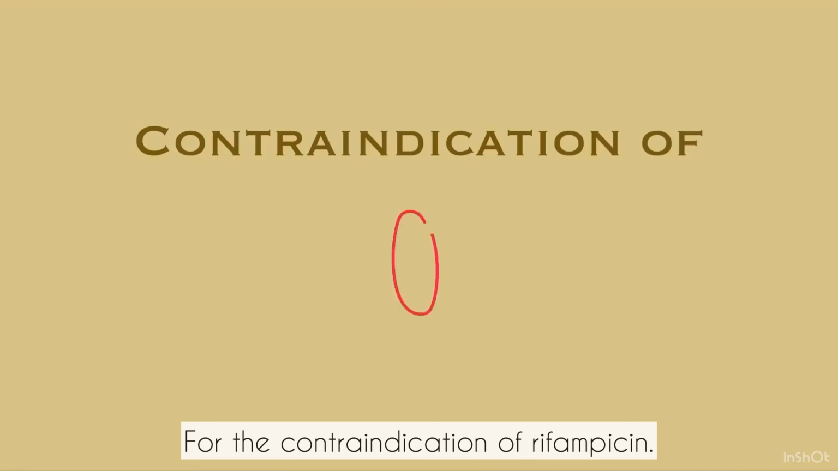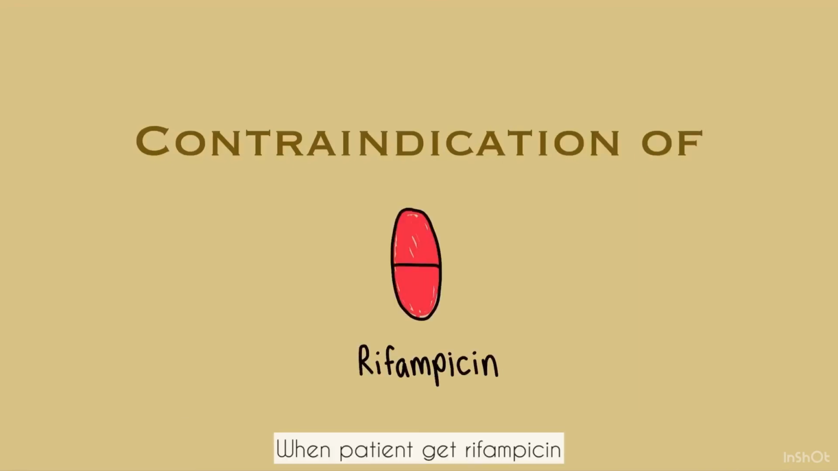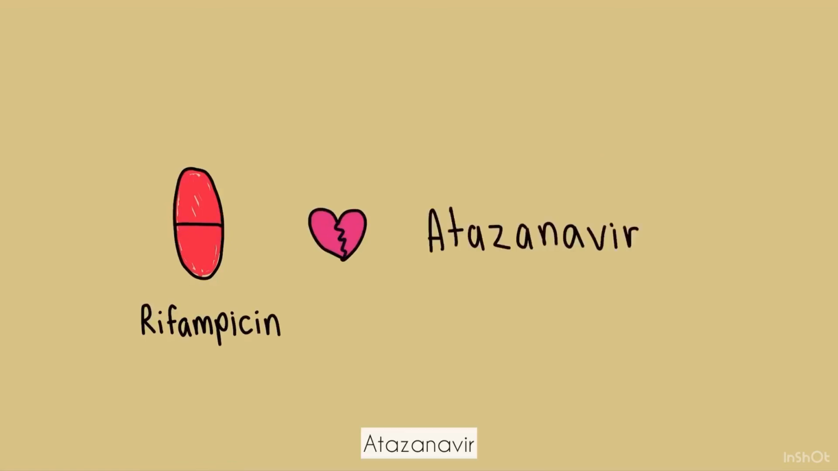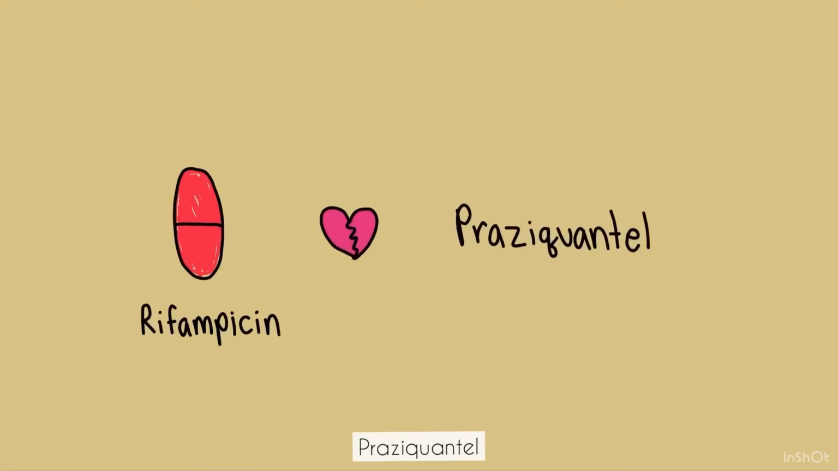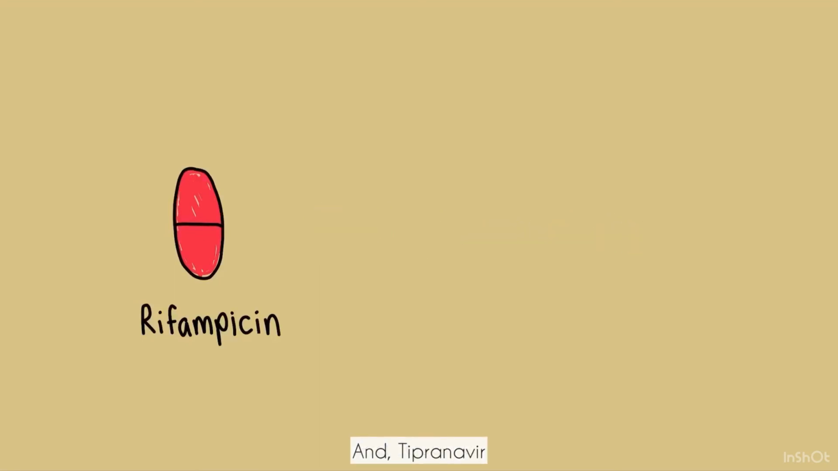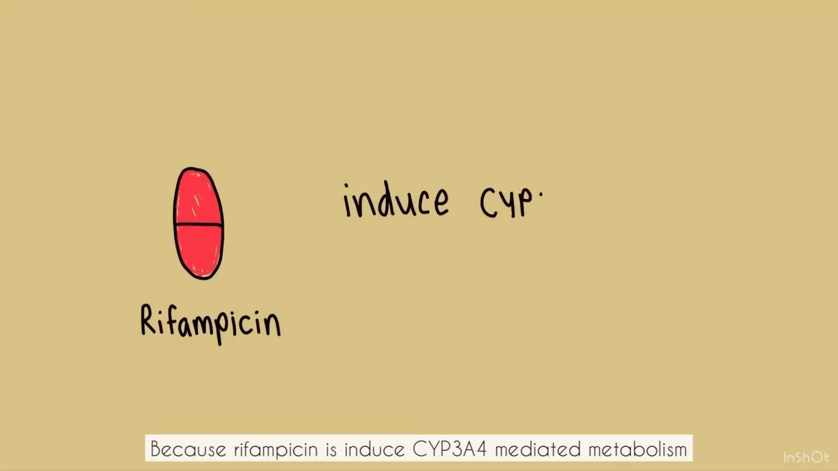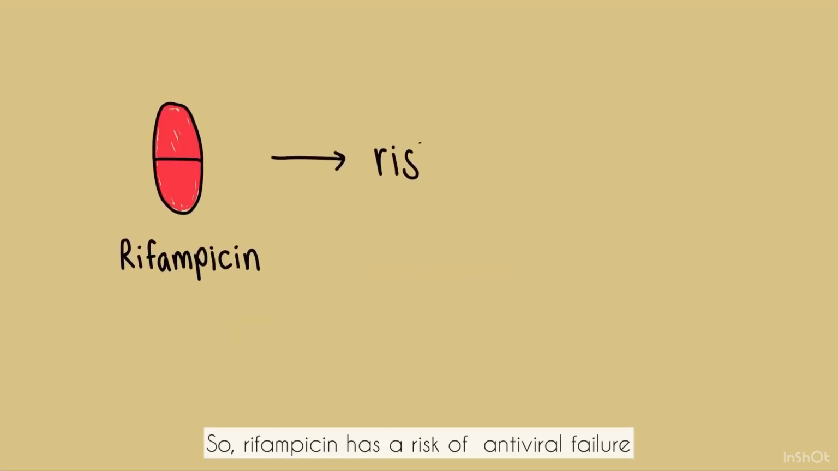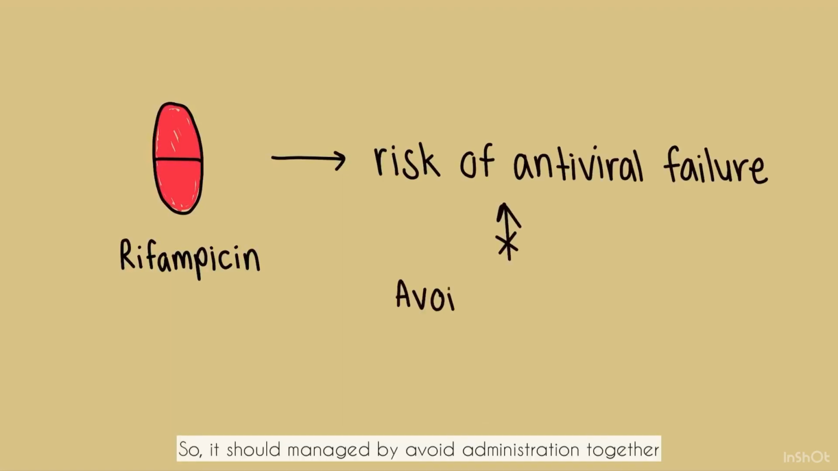For the contraindications of rifampicin, it causes contraindication with other drugs such as atazanavir, darunavir, praziquantel, and tipranavir, because rifampicin induces CYP3A4-mediated metabolism. So rifampicin has a risk of antiviral failure, and it should be managed by avoiding administration together.